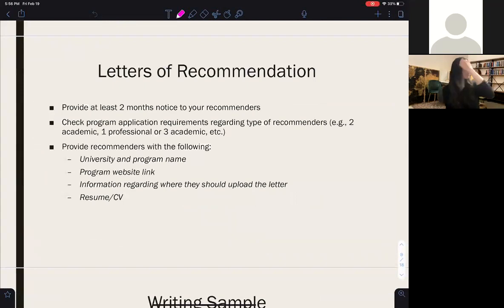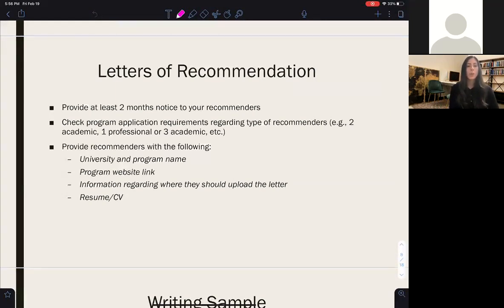Okay, next step is letter of recommendation. So the go-to for this is please give your recommenders at least 2 months notice. Okay, and be ready to have some information for them. Be ready to share your CV with them. And a lot of recommenders will also ask for a sample statement of purpose. Okay, so this timeline might be a little off.